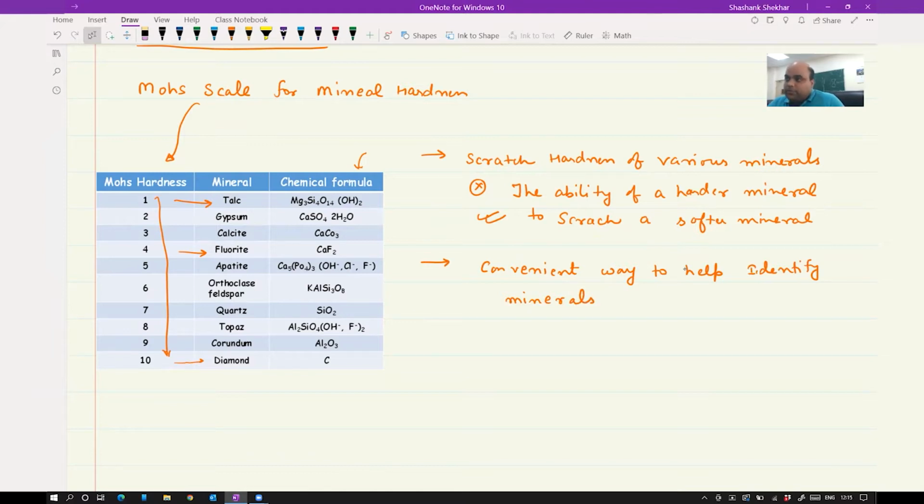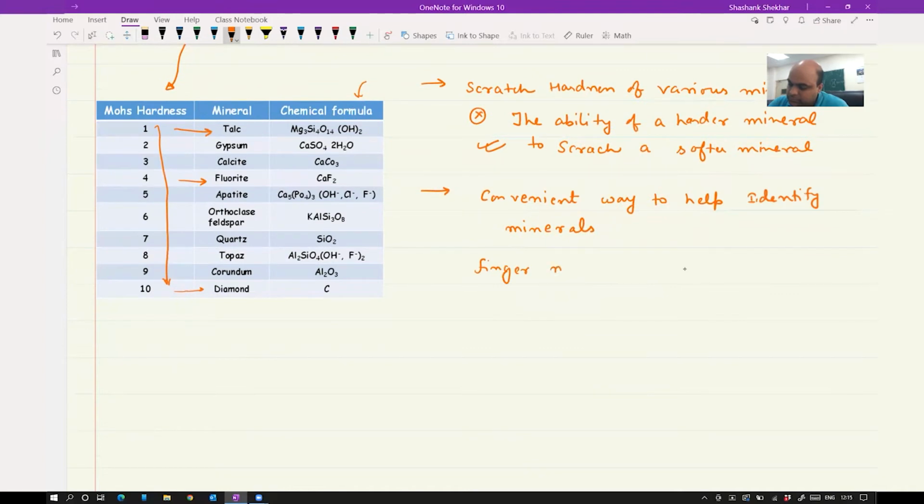Okay, so suppose again you went on a field trip, and what is the scratch hardness of your fingernail? It's around 2.5. So if you use your fingernail, it will be nearly around 2.5. Okay, and if you take, say, a steel nail, it will be around 6.5.